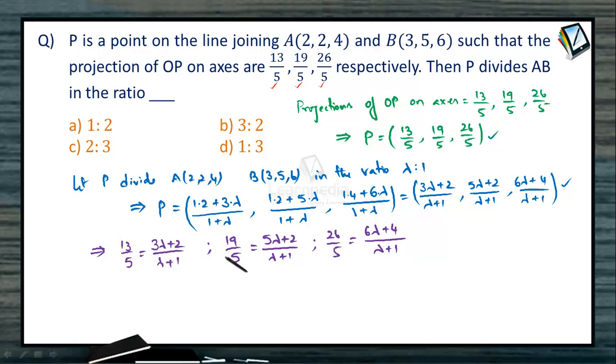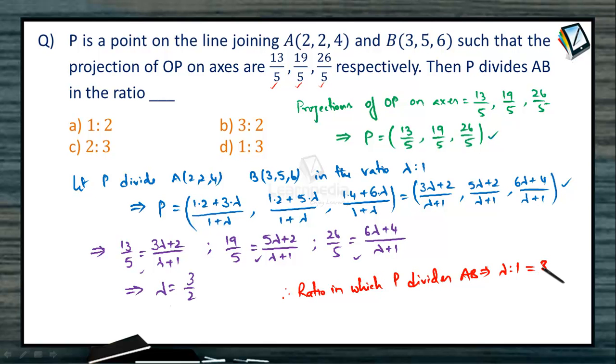So when you solve any one of these equations, we get lambda equal to 3/2. Even if we solve the y coordinates or z coordinates or x coordinates, the lambda value remains 3/2. So the ratio in which P divides AB is lambda is to 1, that is the same as 3/2 is to 1, or shall we say this ratio is 3 is to 2, right? Let us see which option it satisfies. Yes, the option presented B, which is 3 is to 2.